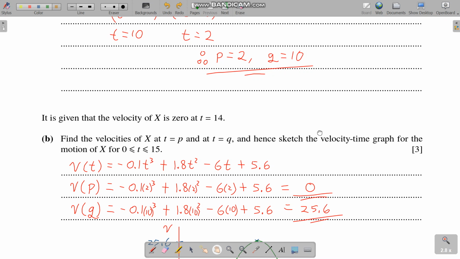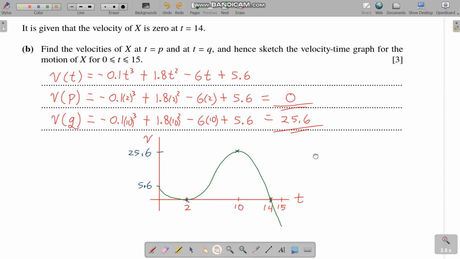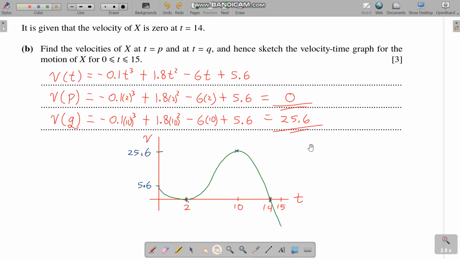It is given that the velocity of x is 0 at 14. Find the velocities of x at P and Q, and hence sketch. Okay, so this is the velocity function before. When the time is P, we know P is 2, we replace the time with 2, we have 0. And when the time is Q, we know Q is 10, so at Q the velocity is 25.6.